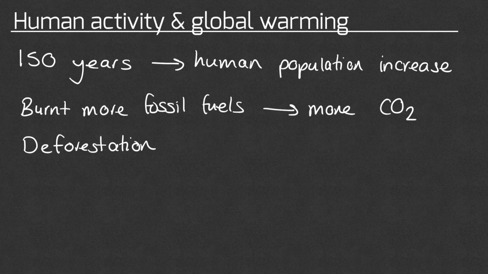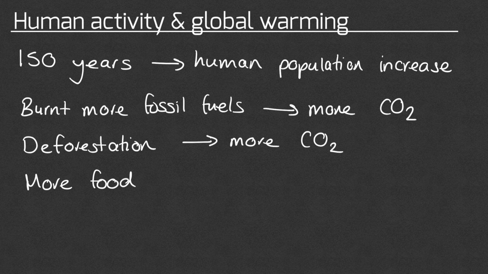If there are more people, we need more space to live, which means we need to clear forests so there's more space for people to live. We need more space so we can farm to feed everybody. So cutting down and burning the forests will release more CO2.